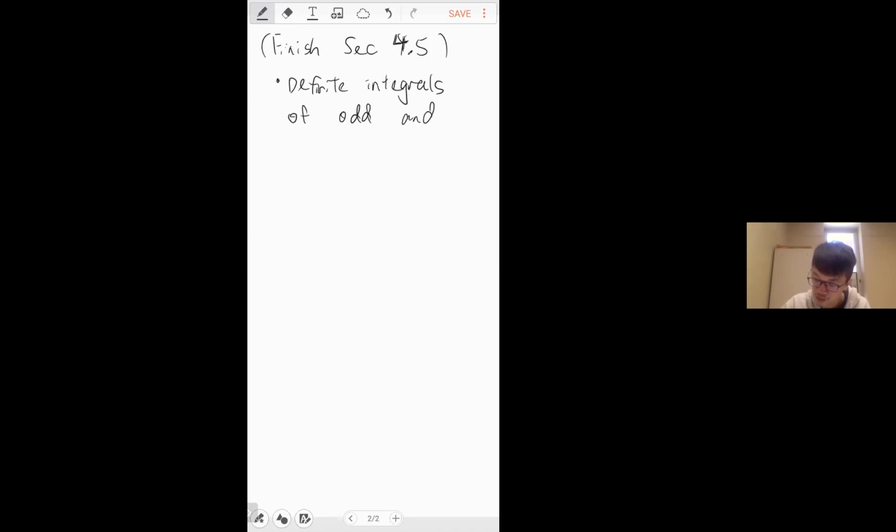Right. So today I want to finish up section 4.5. There's just one last thing that I want to mention today. It has to do with the definite integrals of odd and even functions.